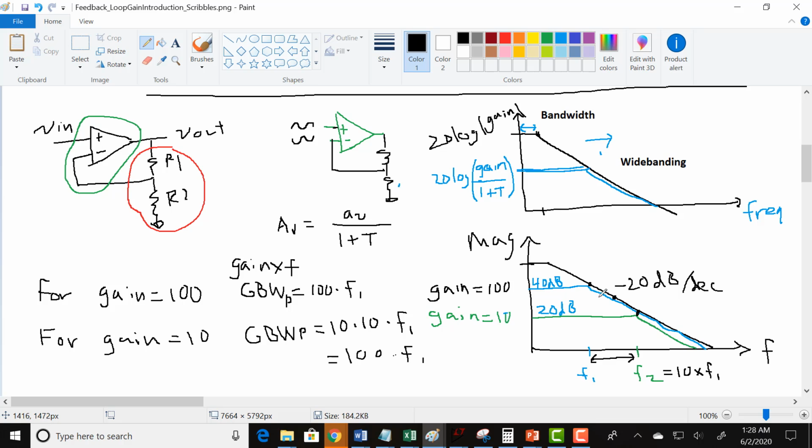you take your gain. Remember, the value on the y-axis is 20 log of this gain. But if you take your gain, the thing inside the log, and draw a line across and then down to find a frequency, the product of that gain, not 20 log of the gain, but the gain itself, times this frequency, will always equal 100 times F1. Okay. And that's the gain bandwidth product.